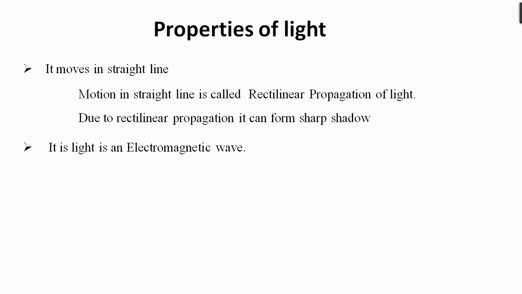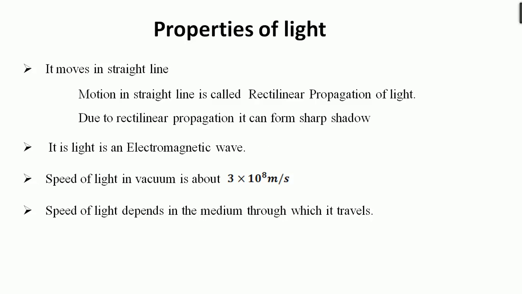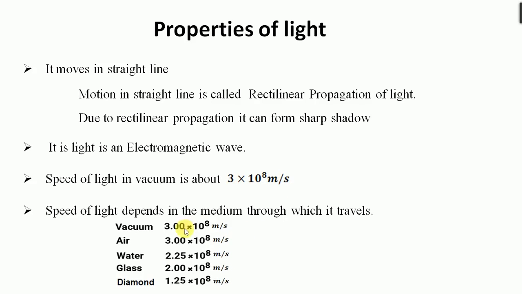Light is an electromagnetic wave, and the speed of light in vacuum is 3 into 10 to the power 8 meters per second, and this is a very important property of light. The speed of light depends on the medium through which it travels. In vacuum the speed is 3 into 10 to the power 8 meters per second, but if it goes to another medium, its speed changes. That means speed depends on the medium. In air and in vacuum the speed is the same, but in water it is less as compared to vacuum. And the speed in diamond is 1.25 into 10 to the power 8, so it decreases. It changes from one medium to another.